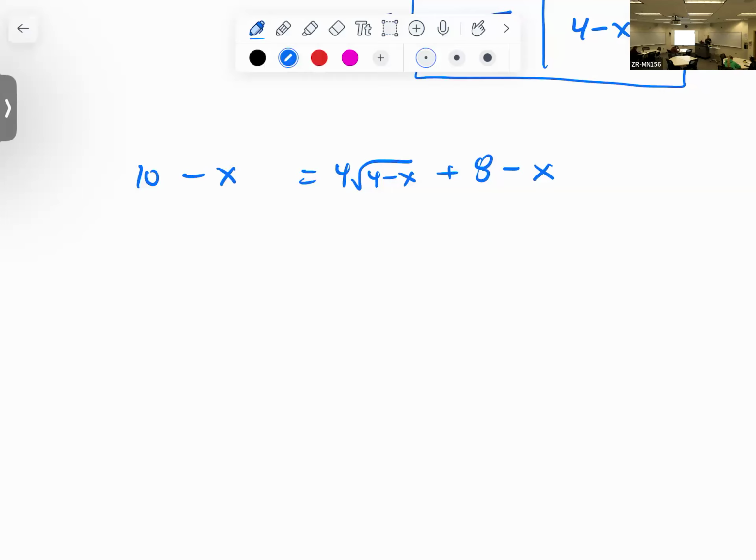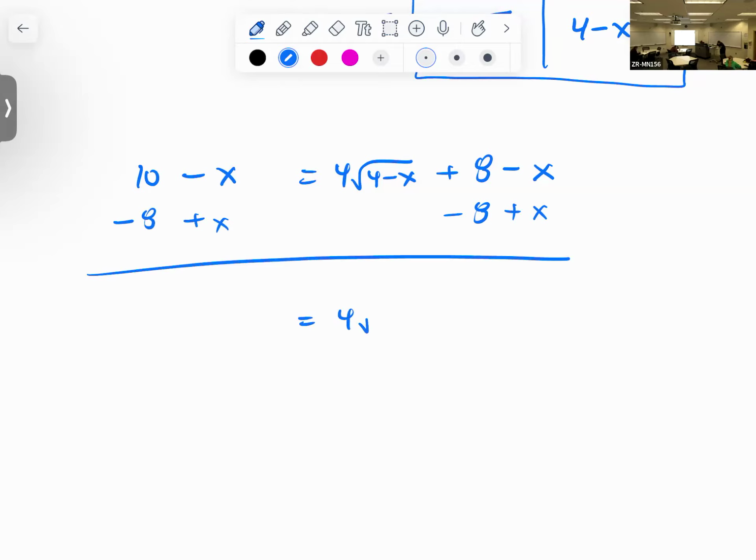Now, does anything jump out? What do we see? What should we do? We can get rid of the outlier x's. Let's move the x's over, and while I'm at it, let's move the 8 over. And now what do we see we need to do? Square it again? I wanted to finish on a really happy note.